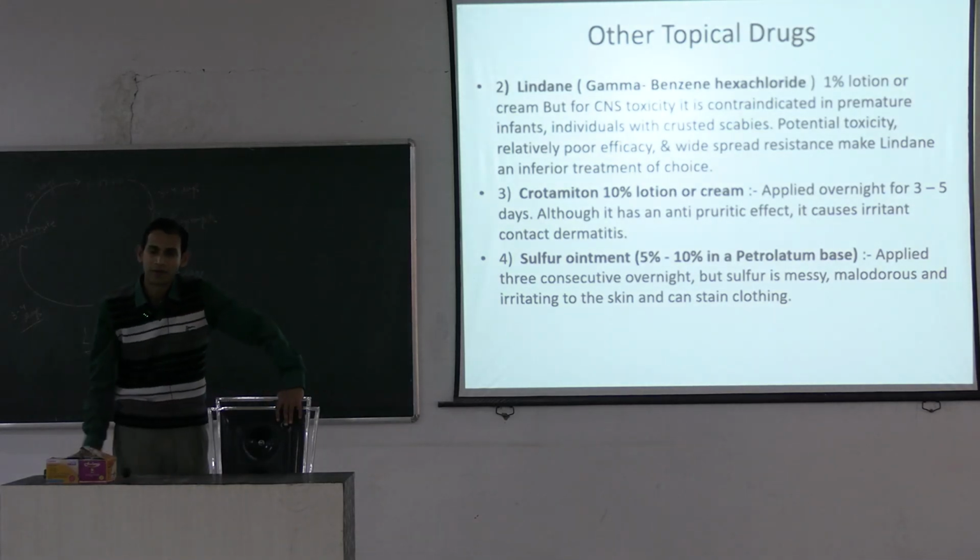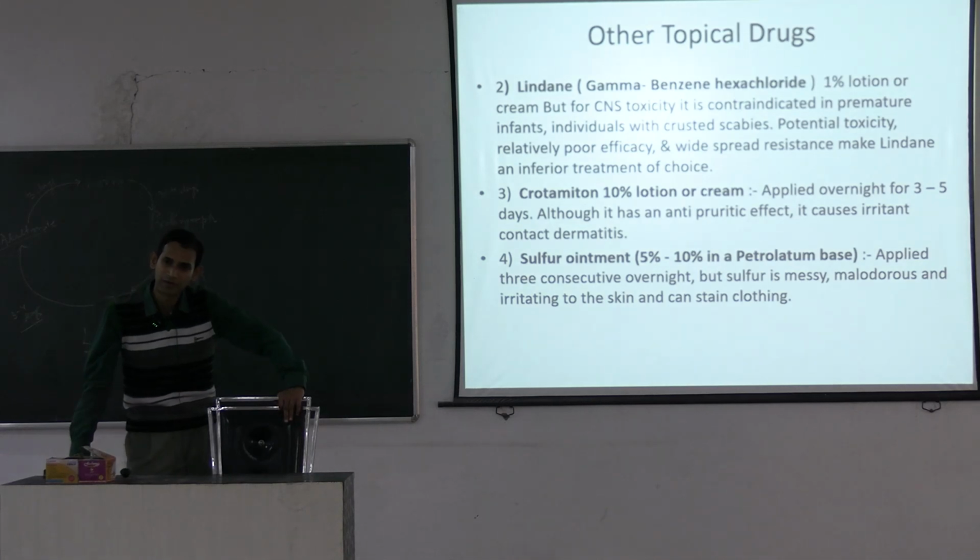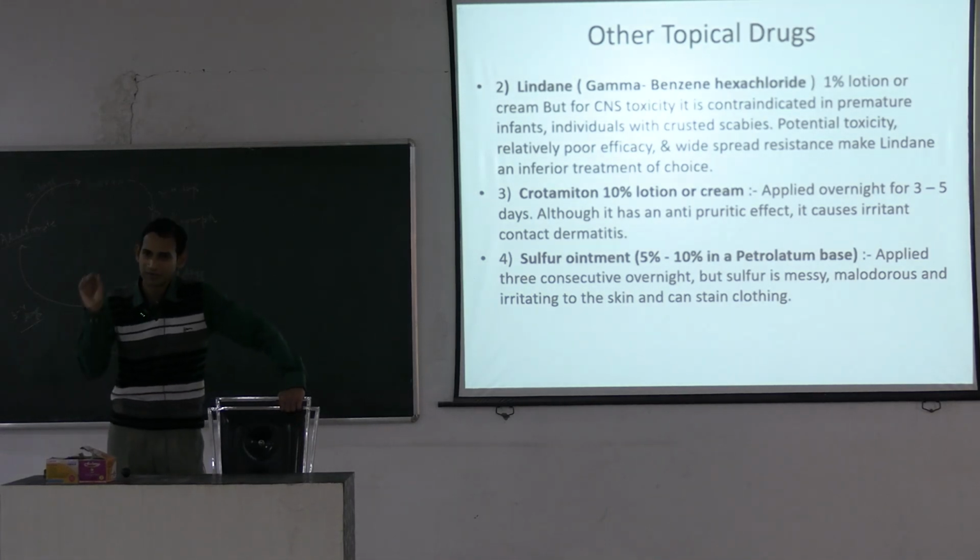Just remember that Permethrin 5% is considered to be the drug of choice, and the oral medication which is helpful is Ivermectin. And just remember the complications of scabies. Just remember in this way.